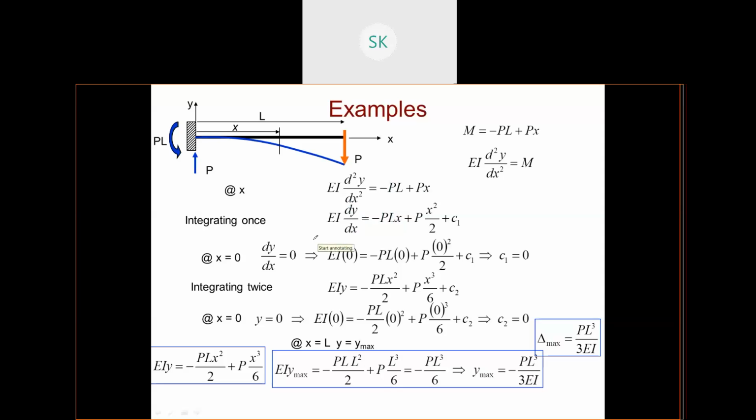At x equals 0, your deflection is 0. There is no point of x, so it becomes 0. That's how you need to find the C1 value. And again at x equals 0, at this position, the deflection y is 0. This is the boundary condition. So, clear? Any confusion? I'll move to the next one.